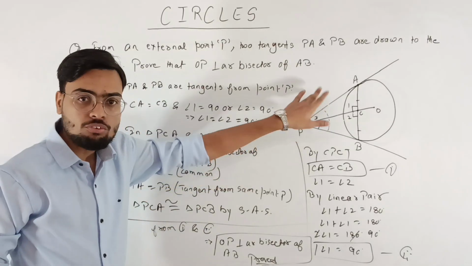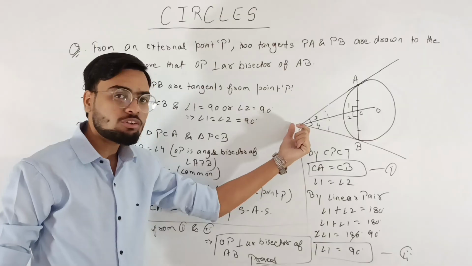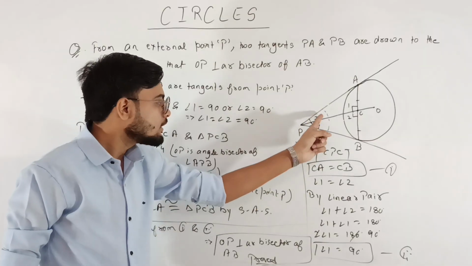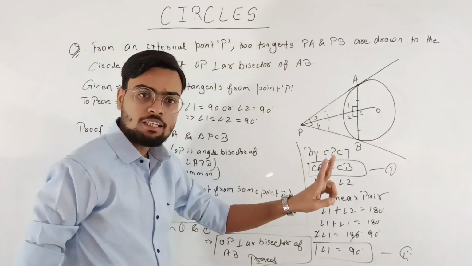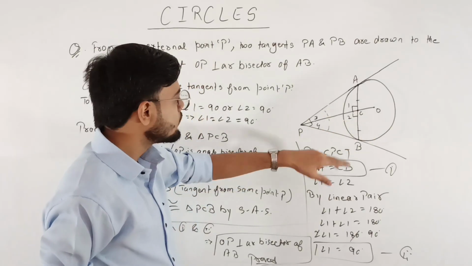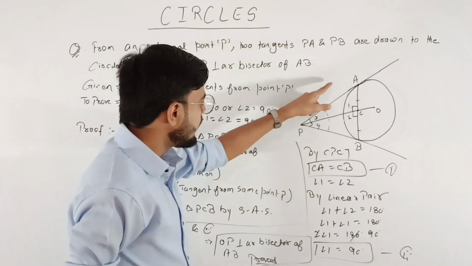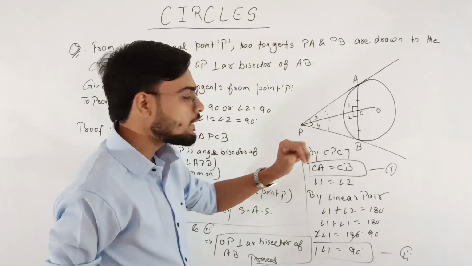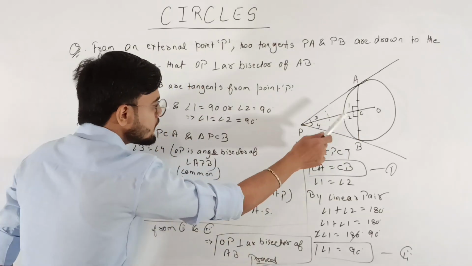PA is equal to PB from theorem two, that is, tangents from an external point are equal. And angle 3 is equal to angle 4, again from theorem two, that is, the line joining the external point and the center is the bisector of angle APB, or the angle between the two tangents. So these two triangles are congruent by side angle side.